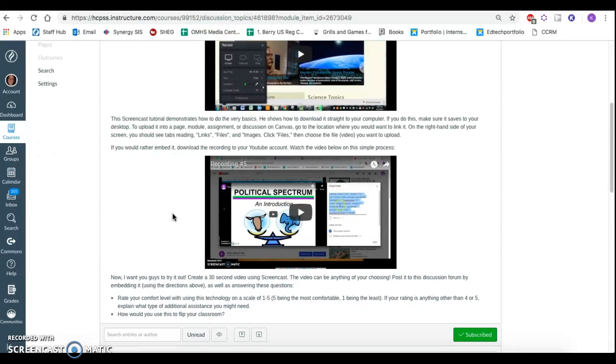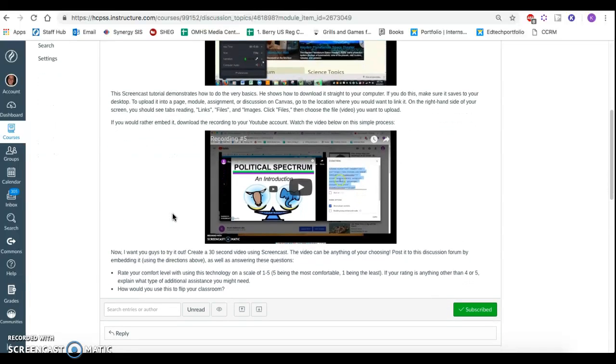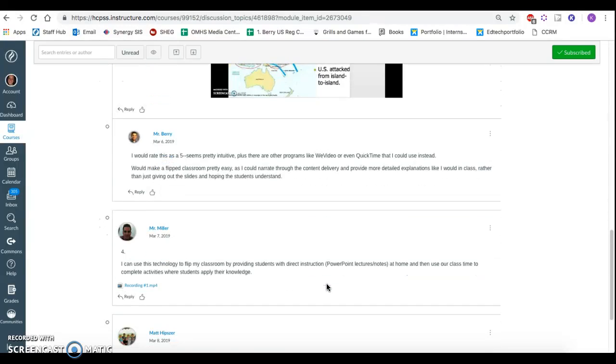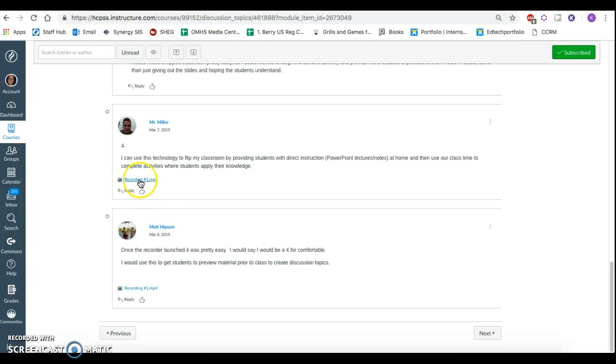My expectation was for the staff members to create their own and then to essentially answer questions and conduct some sort of reflection on the process itself so I could get a good idea of how much assistance they needed moving forward. So if we scroll down, we can see the participation occurring here and links to their recordings and what they needed to conduct.